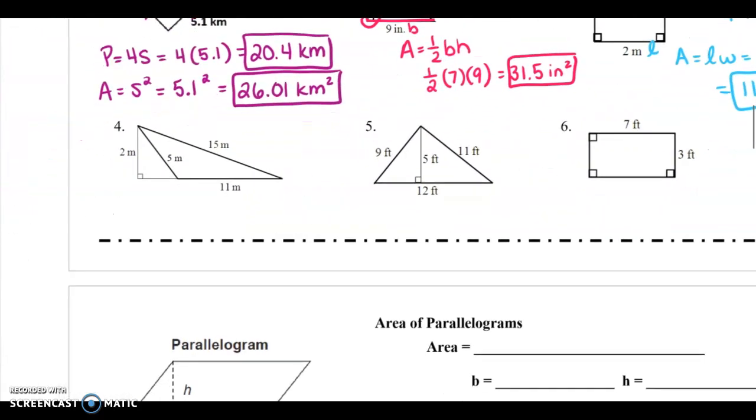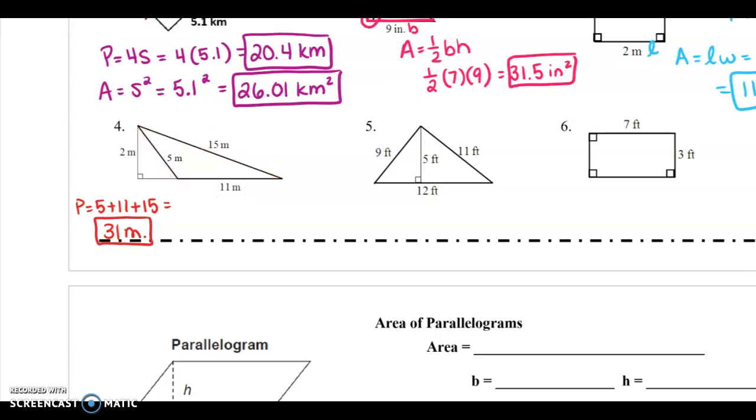Looking at the next one, I have another triangle. So to find my perimeter, I'm going to add up all of the sides. So 5 is the side measure right here, plus 11 plus 15. So those are my side measures. So my perimeter is 5 plus 11 plus 15. I can go to my calculator and add those up. It's going to give me 31. So 31 meters for my perimeter.